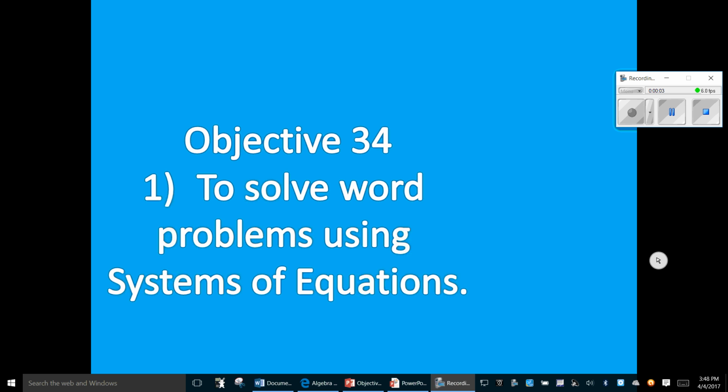Today we are going to learn Objective 34. We are going to solve word problems using systems of equations.